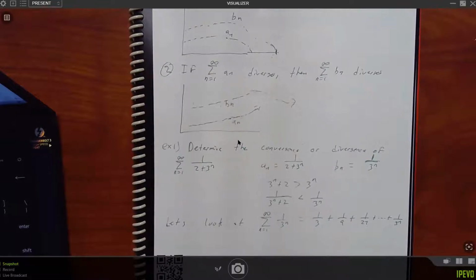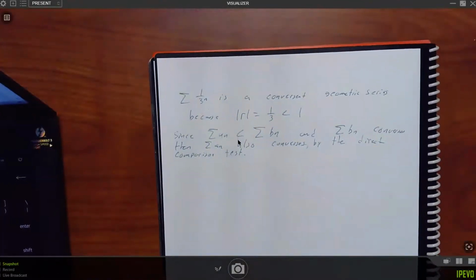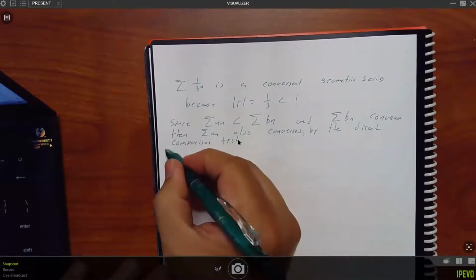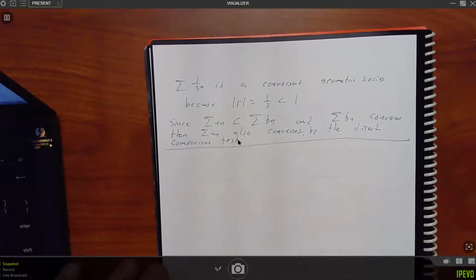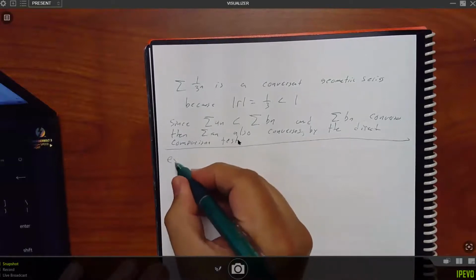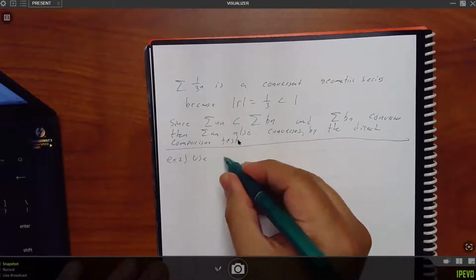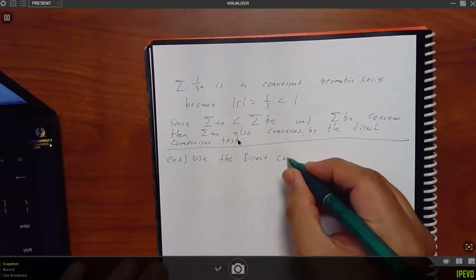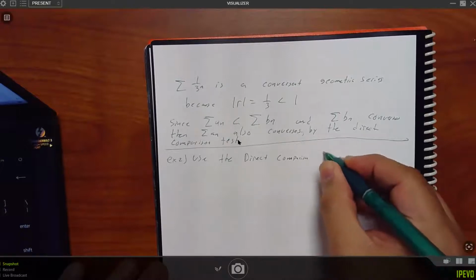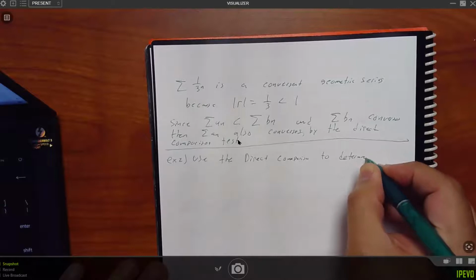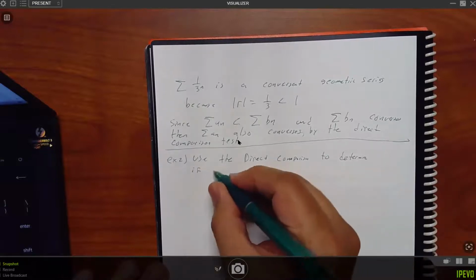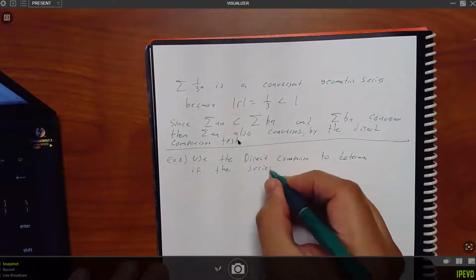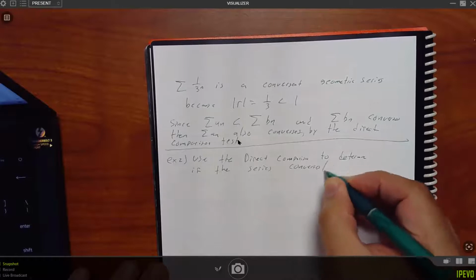All right, let's do another one, another comparison. Use a direct comparison to determine if the series converges or diverges.